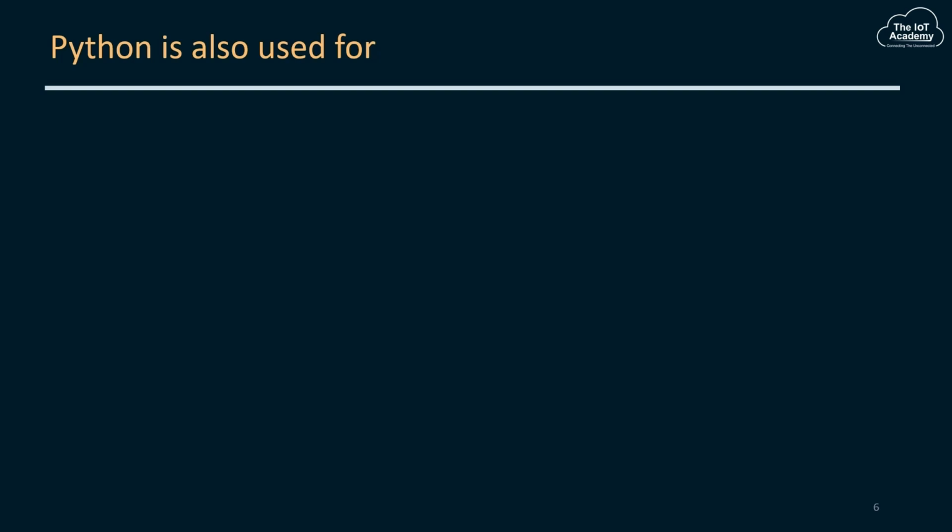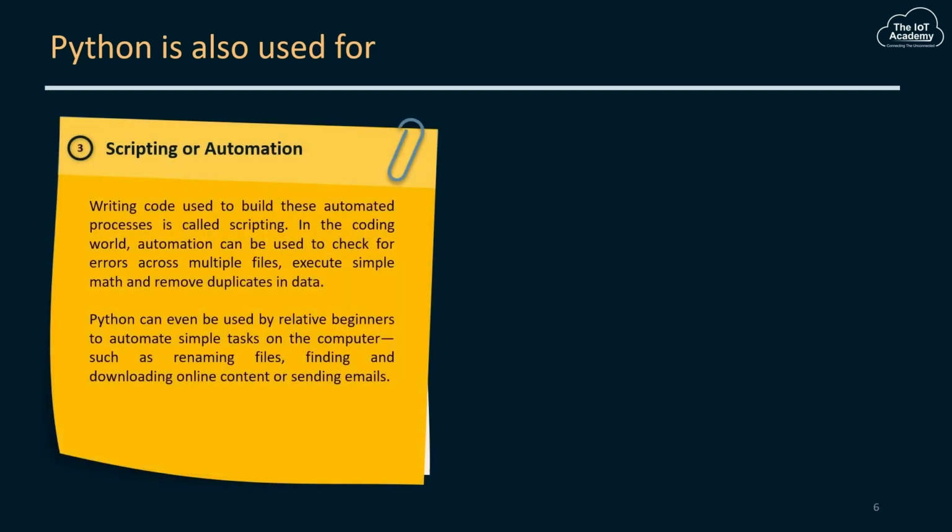Python is also used for scripting or automation. Writing code used to build these automated processes is called scripting. In the coding world, automation can be used to check for errors across multiple files, execute simple math, and remove duplicates in data. Python can even be used by relative beginners to automate simple tasks on the computer, such as renaming files, finding and downloading online content, or sending mails.